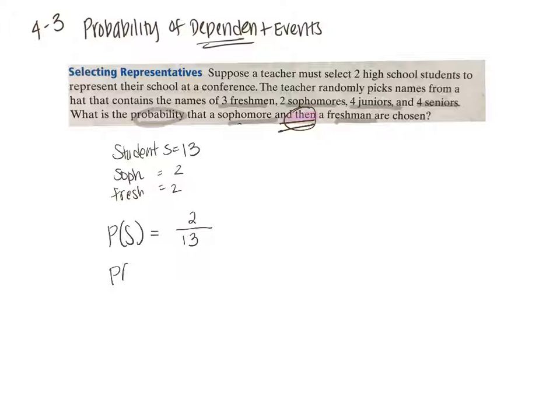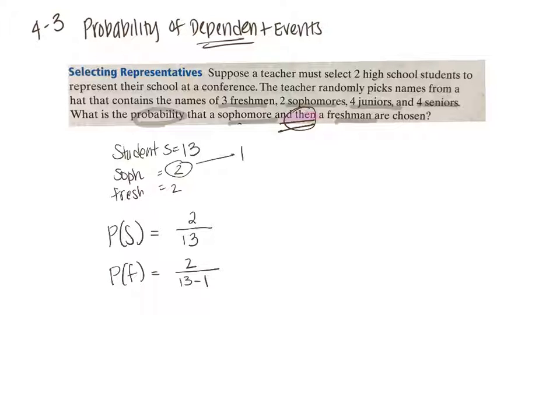So remember that when I have a compound situation, the probability here of a freshman is going to be 13 minus 1, because one of my sophomores has just been pulled. So the probability of one sophomore and then a freshman. So how many freshmen do I have? I have 2.